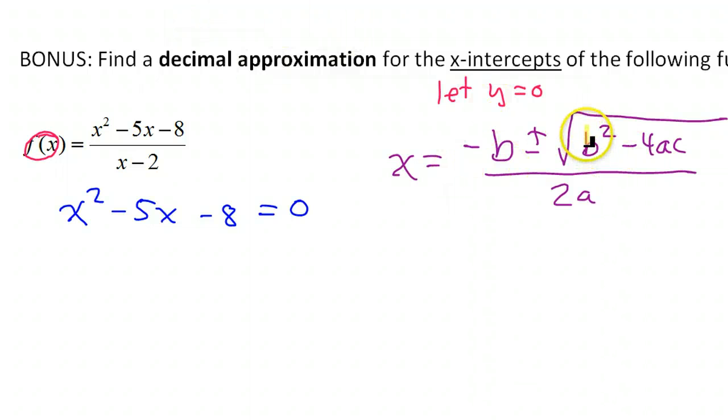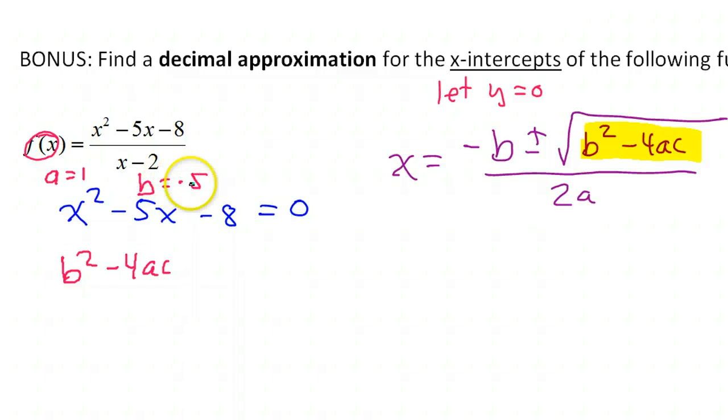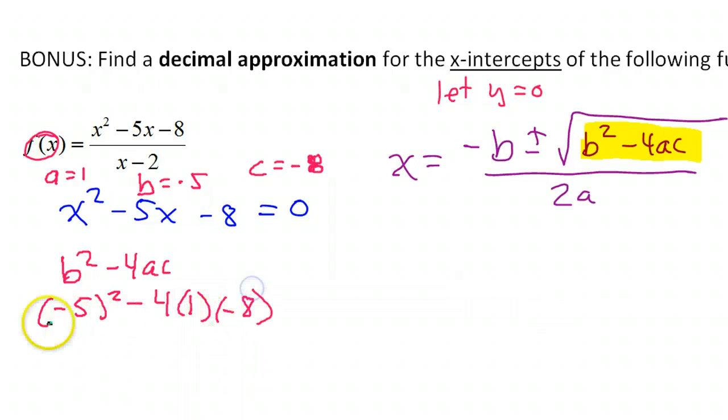Alright, anyway, so this is what we're using. We learned to first find the discriminant, which is this part. So let's do that right now. We're finding the discriminant, the b squared minus 4ac part. Of course a is 1, b is negative 5, and c is negative 8. So b squared minus 4ac is negative 5 squared minus 4 times 1 times negative 8.